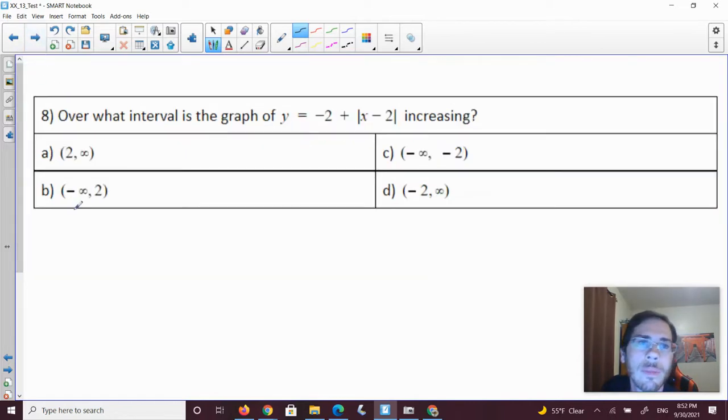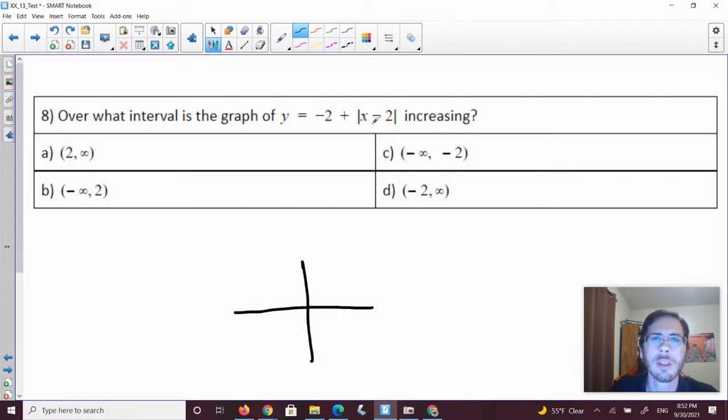For 8, over what interval is the graph of y equals -2 plus absolute value of x minus 2 increasing? I'm going to sketch this out. I'm going to use my shifts here to say that this is going to move us right 2. So we'll go right 2. I've got a -2 outside the parentheses. Remember, inside the parentheses is left and right, so I know I'm going to go down 2.